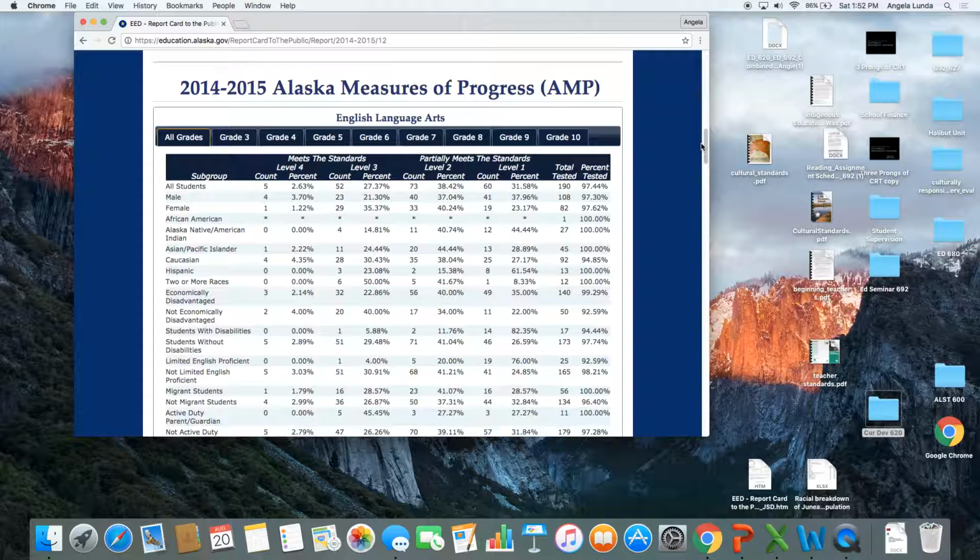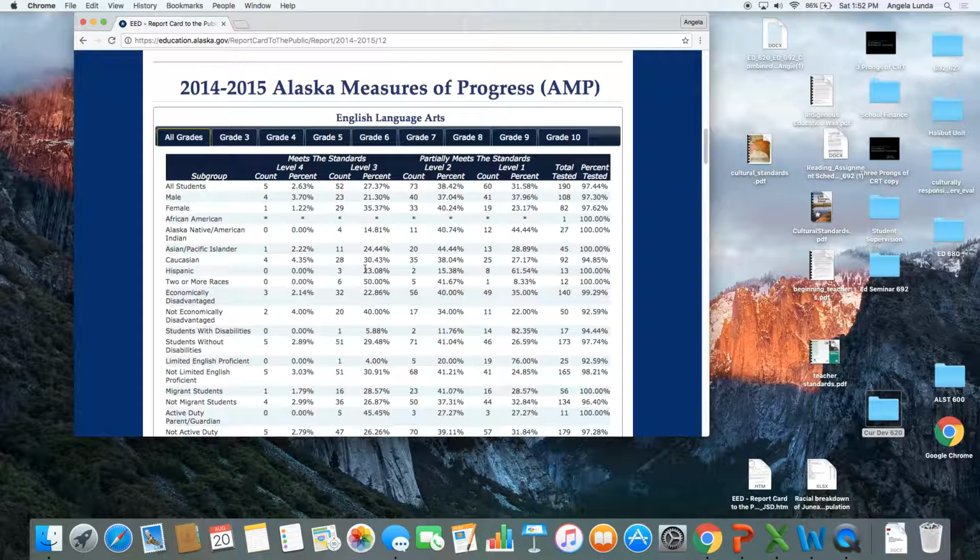It's broken down. So the screen that we're looking at is all the students that were tested in the district from grades 3 through 10. But you can also break it down by grade level just by clicking on one of the buttons at the top. But you can see how students did in English language arts. For example, here we can see that 4% of the Caucasian students met the standards in English language arts. 30% of the Caucasian students met at a level 3.